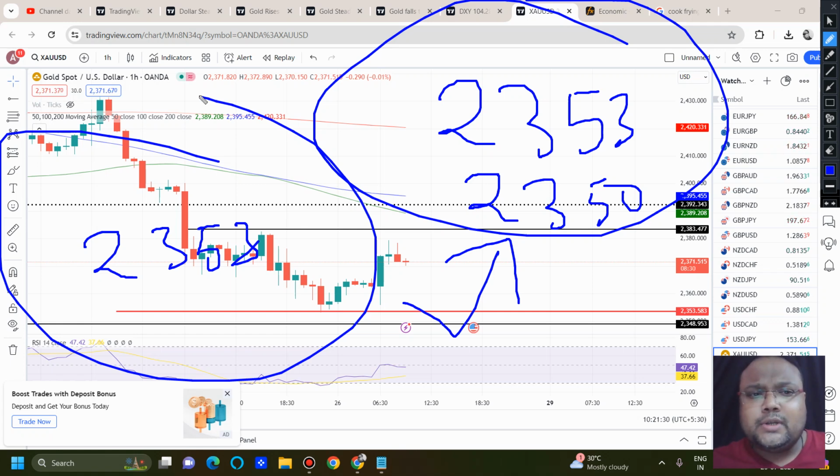And I don't think the support of 2350 will work after news because of the high selling volume. So after news, if you see gold is going down, then you can look for a sell below 2353 as well. And these are the only trading opportunities that I see on the chart of gold right now.